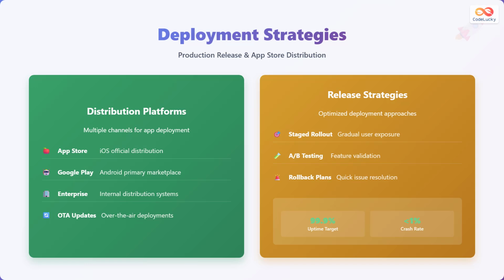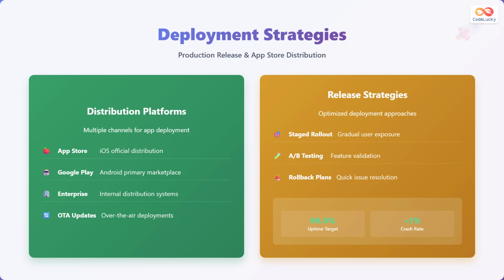Successful React Native deployment requires strategic planning across multiple distribution channels and release approaches. The Apple App Store serves iOS users with strict review processes and guidelines that must be followed for approval. Google Play Store provides Android distribution with more flexible policies, but still requires compliance with platform standards. Enterprise distribution systems enable internal app deployment for business users without public store involvement.